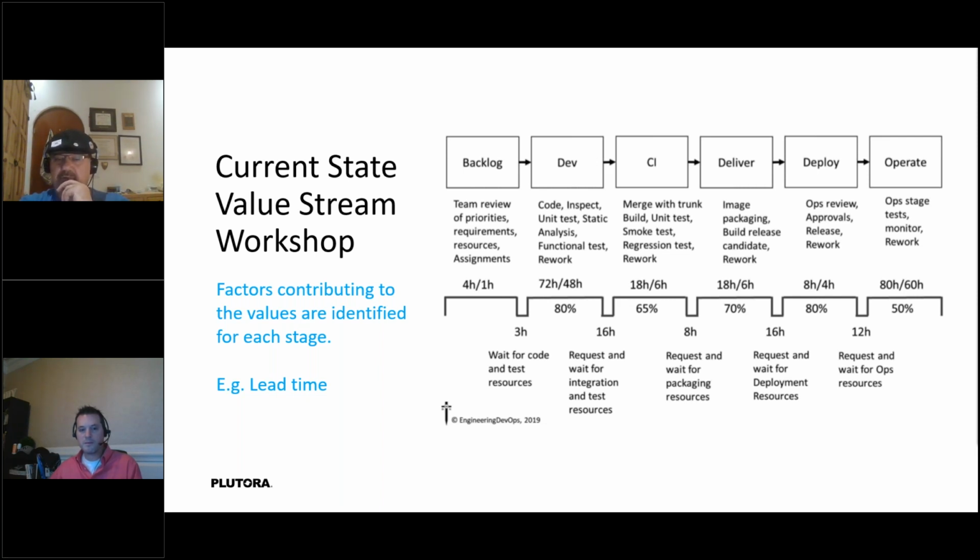You just write down your stages, and then figure out what the contributing factors are and how long those things are taking. Gotcha. And a question on that: where do these numbers come from? How did you get data for this?